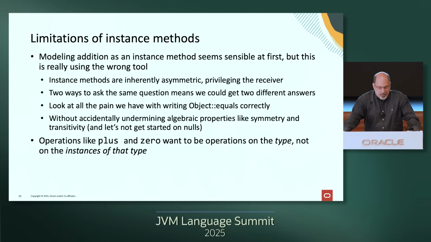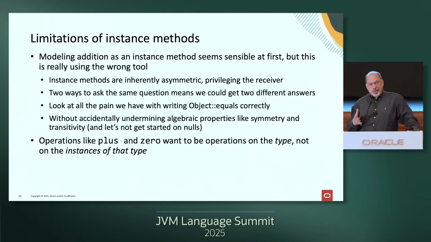This might seem like a sensible way to do it at first, because it's kind of the tool we have, right? When you have a hammer, everything looks like a nail. When you have interfaces, every abstraction problem looks like something implements some interface. But instance methods are inherently asymmetric. The receiver is treated differently than the other arguments. Having two ways to ask the same question means you could get two different answers. Object has taught us that. And also that it's easy to accidentally undermine desirable algebraic properties.